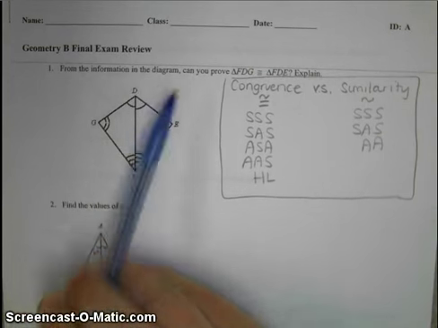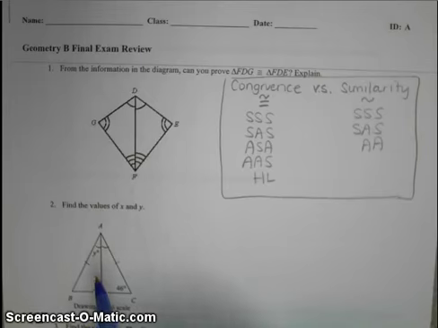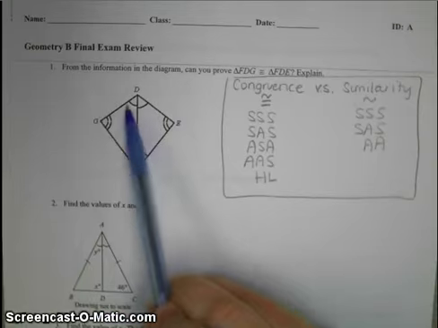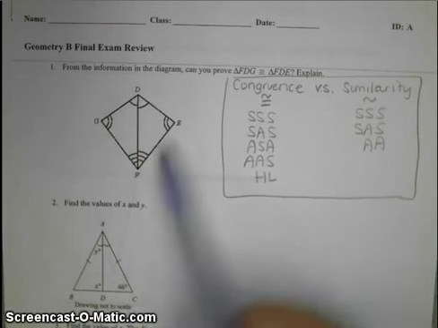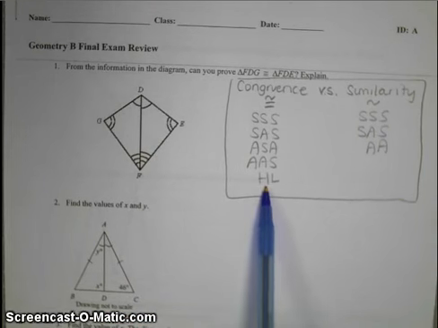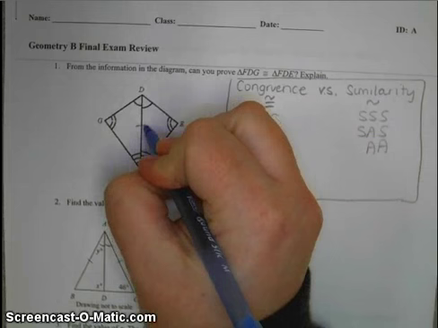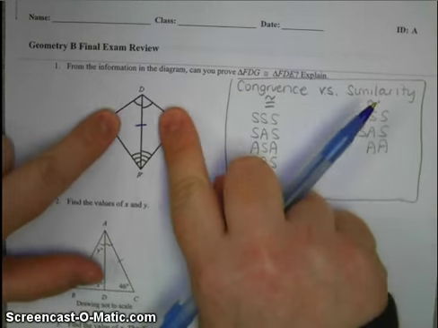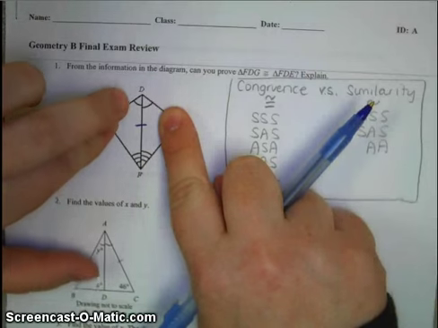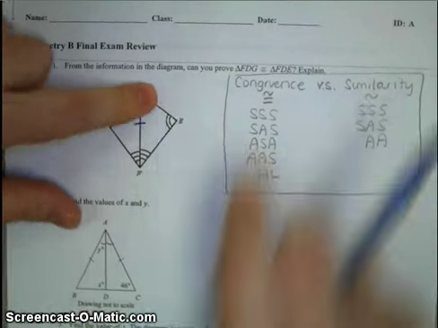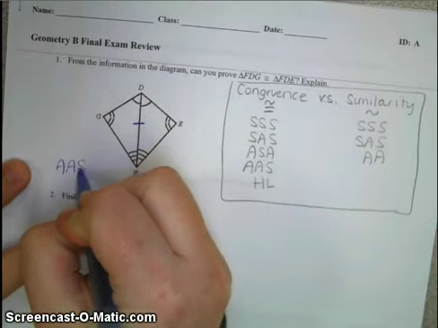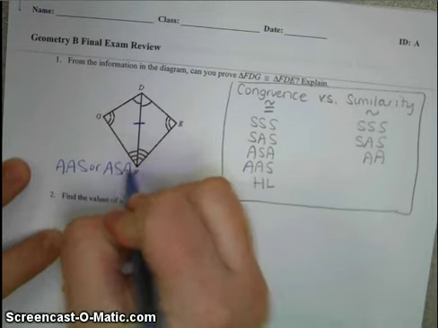So from the information in the diagram, can you prove that triangle FDG is congruent to FDE? So what pieces of information other than the three corresponding congruent angles do we know in this picture? Angle is not an option for congruence. We do know that they share a side, DF. So by looking at that, I could prove that they are congruent either by angle, side, angle, or I could use angle, side. So angle, side, or angle, side, angle.